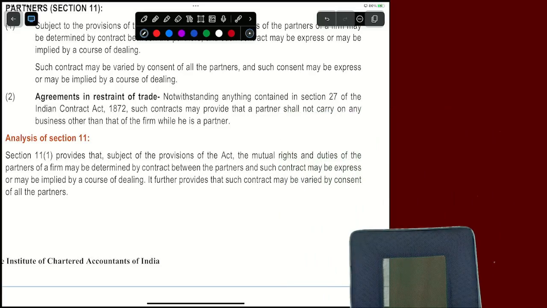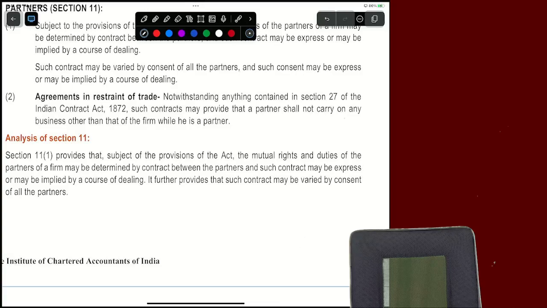Agreements in restraint of trade means there are two types. I will enter into a contract with a person not to carry on the trade at all. For example, I will enter into a contract with a person and tell him that you are not allowed to trade here. Like that I will enter into a contract with a person.